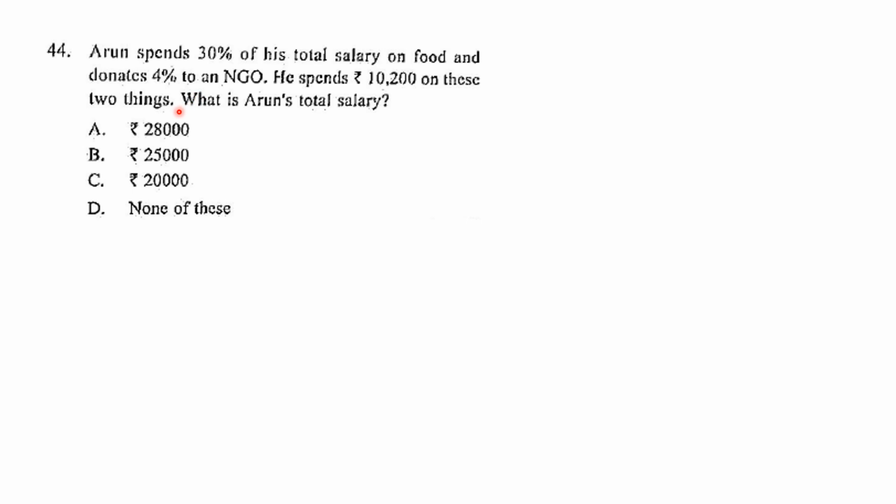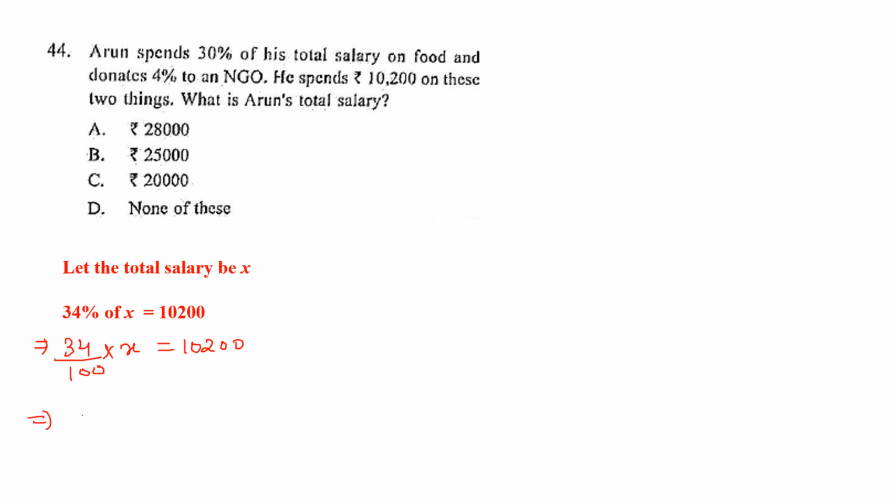So in total, 30% plus 4% will be 34% of the total salary he is spending on food and donating to an NGO, right? And that value is 10,200. So I'll assume his total salary to be X. So according to the question, 34% of X will be equal to 10,200. And now we have to solve it. 34% will be 34 by 100 multiplied by X equal to 10,200, right?